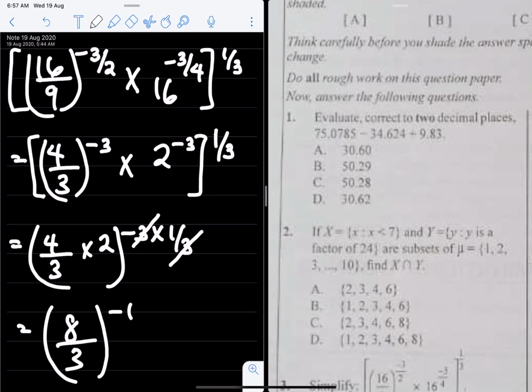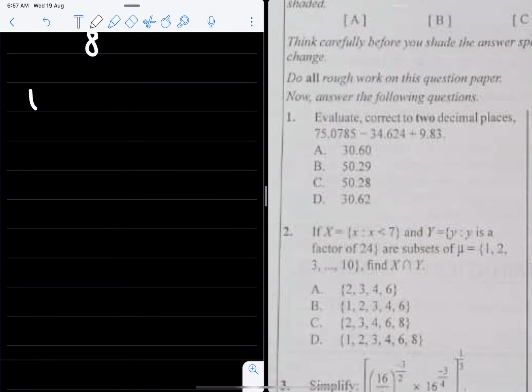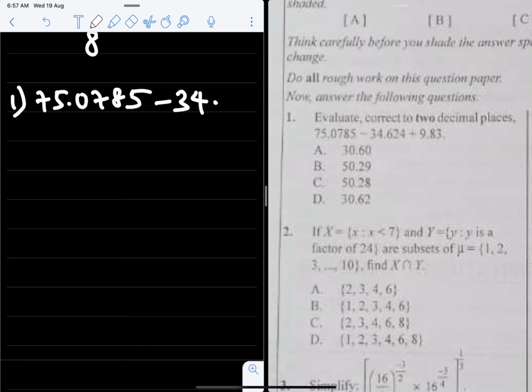The first one says, number one says, evaluate 75.0785 minus 34.624 plus 9.83. I hope you can see the questions on the right. And we're to evaluate that correct to 2 decimal places.